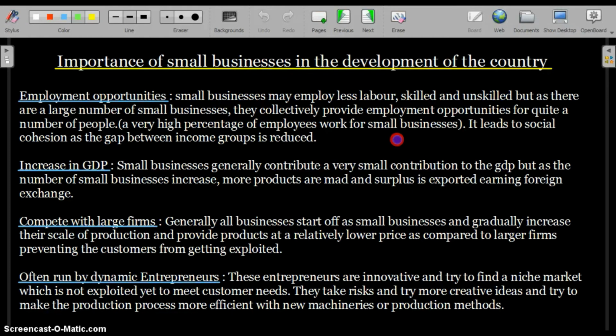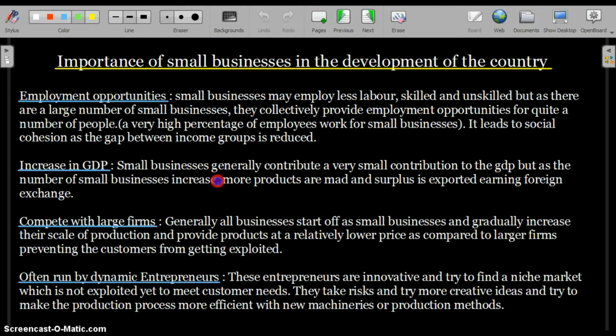And the advantage of this is that it leads to social cohesion as the gap between income groups is reduced. Social cohesion is that when the gap between income groups is reduced, then the crime rate also decreases because people have all the standards of living that they need. They don't have to do any crime to get more money. So that's one of the good advantages that these countries have.